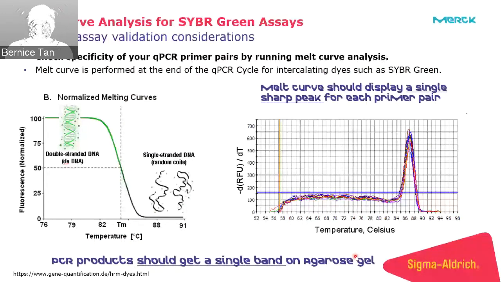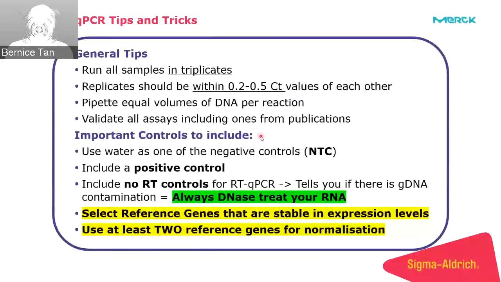Now, some other general tips that I'd like to impart to you today: make sure you run all samples in triplicates and that your triplicates should be within 0.2 to 0.5 CTs of each other. Make sure you pipette equal volumes of your DNA and validate all assays, including the ones you get from publication. Do not trust anyone but yourself.